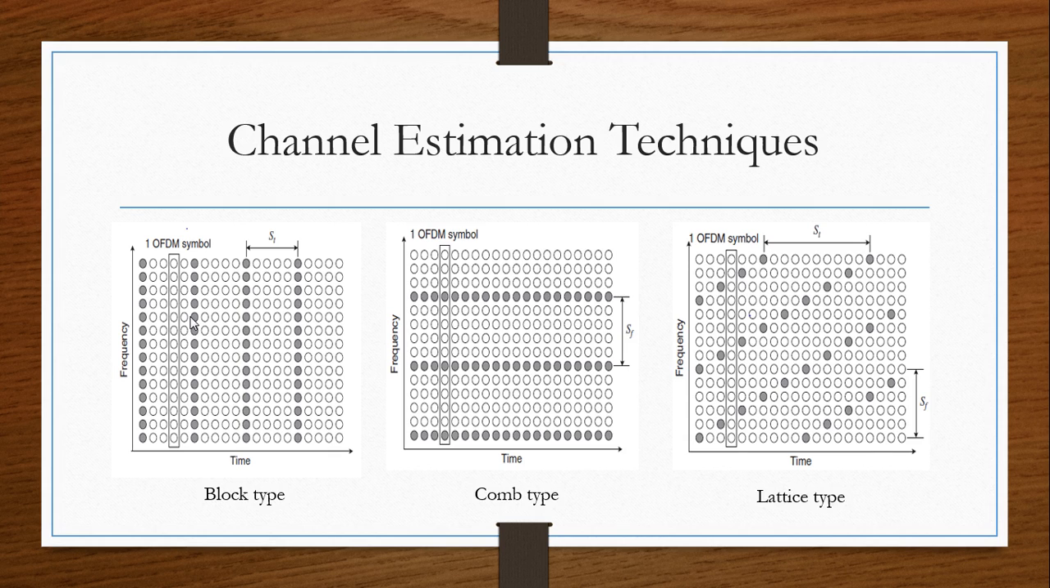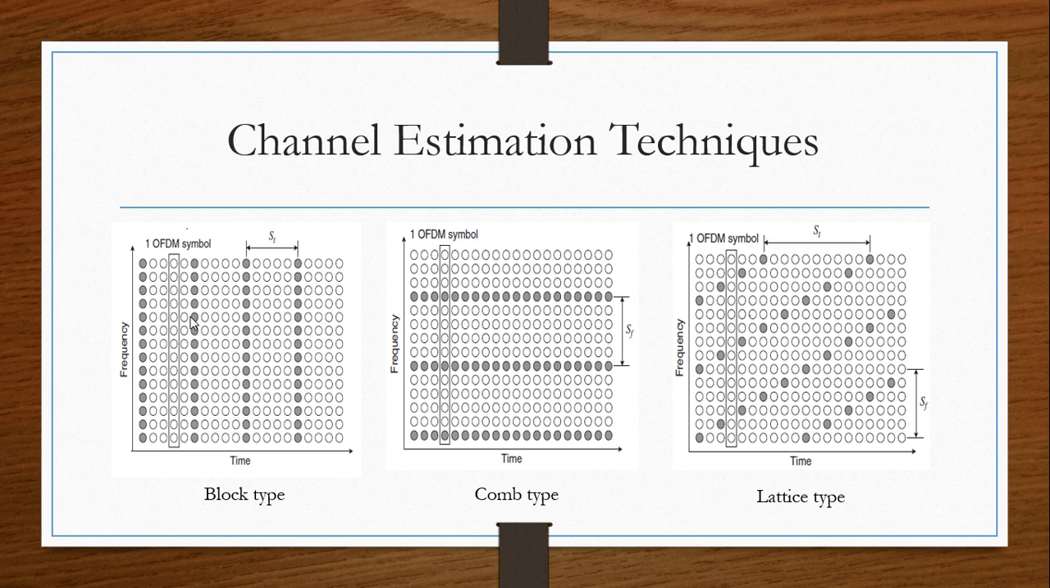Estimation of the channel for this block type pilot arrangement can be based on least square or minimum mean square error, that is LS or MMSE. The MMSE estimate has been shown to give 10 to 15 dB gain in signal to noise ratio for the same mean square error of channel estimation over the LS estimate. A low rank approximation is applied to linear MMSE by using the frequency correlation of the channel to eliminate the major drawback of MMSE, which is complexity.